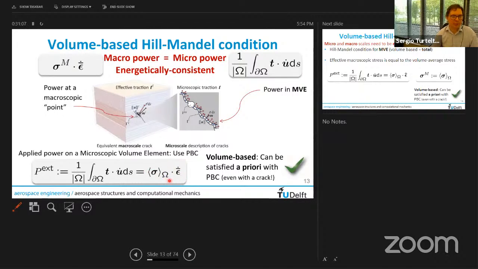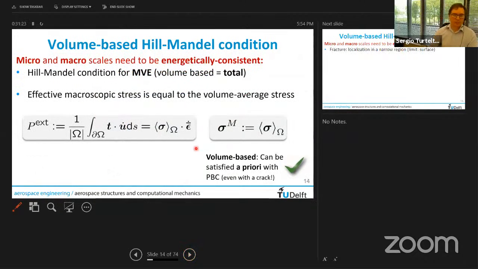So comparing this quantity to that one, you see that these two are the same. To make sure that this is satisfied, I just need to define the macroscopic stress as the volume average, and then everything works. To make sure that the volume-based Hill-Mandel condition is satisfied, we simply say the macroscopic stress is defined, so the symbol that I'm using here is essentially a definition. I define the effective stress as being the volume average.